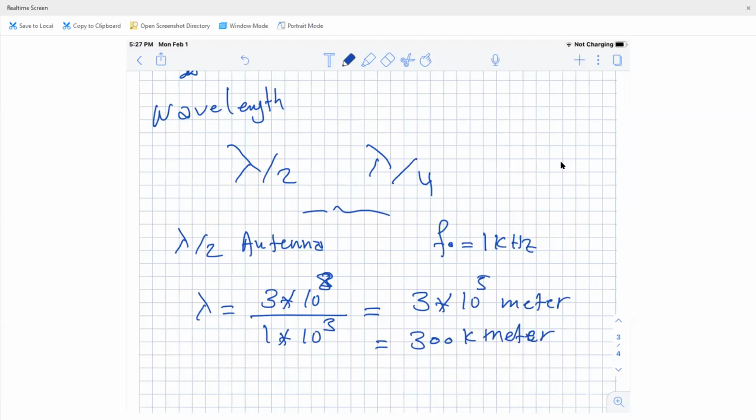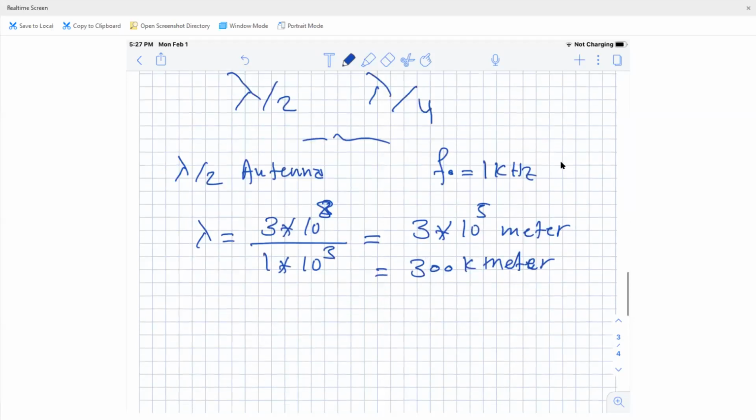So if you are going to use a lambda by 2 antenna to receive such a signal, our antenna will be in terms of what? In terms of kilometers. So this is the main reason behind using the modulation techniques. What are we going to do? We have to use small antennas. So how are we going to use small antennas? Of course, we don't have another choice.